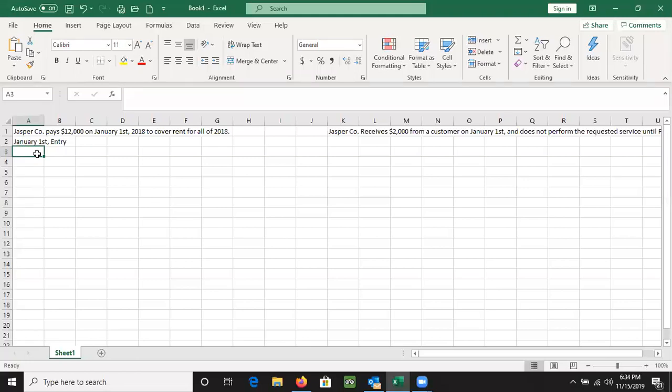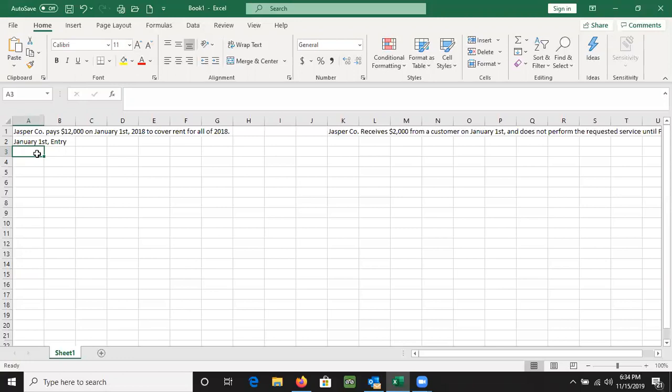As you have been working with accrual accounting, you only recognize an expense when that expense is incurred. So if you pay today for something that you're not going to benefit from until next month, did you actually incur that expense? The answer is no. So when the company pays $12,000 on January 1st, they're not incurring any expense.